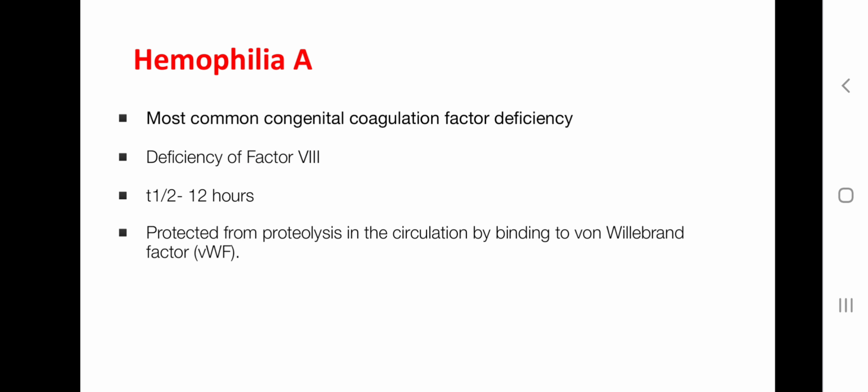Factor 8 is protected from proteolysis in the circulation by binding to von Willebrand factor. So there is a close association between factor 8 and von Willebrand factor, and von Willebrand factor is important to prevent proteolysis of factor 8 in circulation. So a deficiency of von Willebrand factor can also result in coagulation abnormalities.